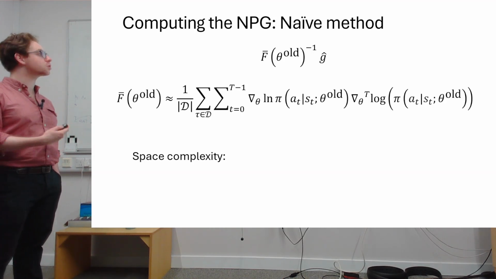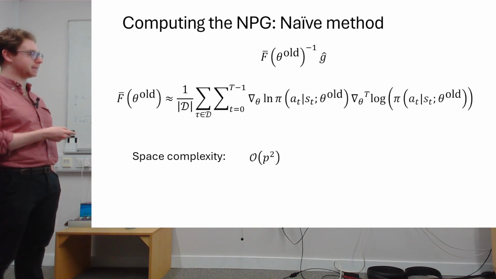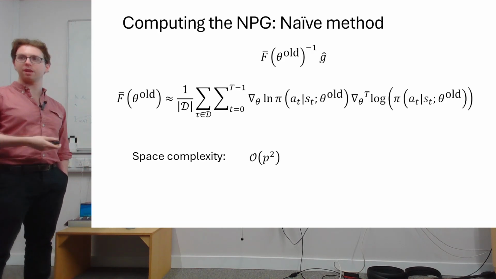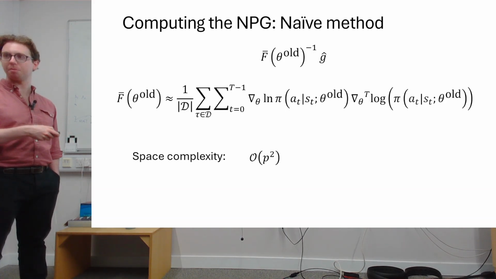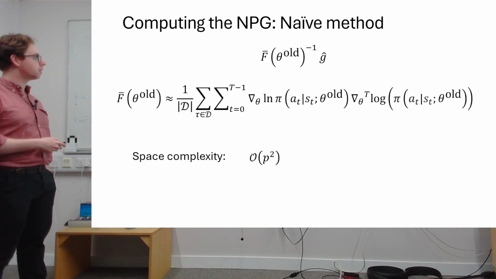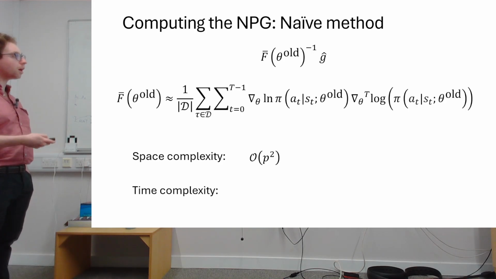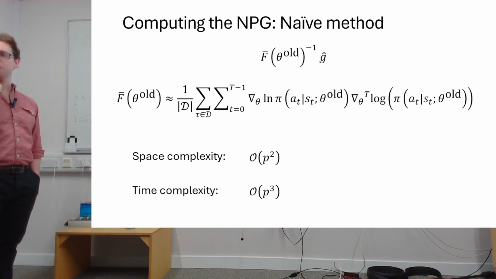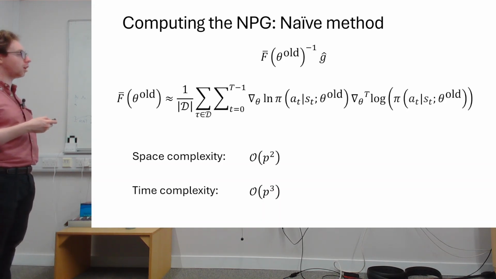Because I'm storing a matrix that is number of parameters by number of parameters, the storage requirement goes as order p squared. It's quadratic in the number of parameters. Time complexity is actually even worse. It's O(p cubed) because I have to do this matrix inversion. It's O(p squared) to form this matrix, but then the inversion of it is O(p cubed).